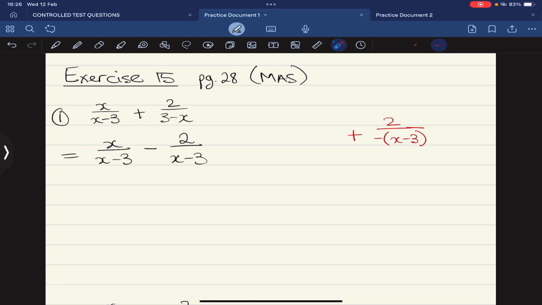I think a lot of you find that is less confusing because you know the sign change is basically going to affect this positive here to make it a negative, and that allows you to change your 3 minus x to an x minus 3, which is what you wanted. You wanted these to be the same.